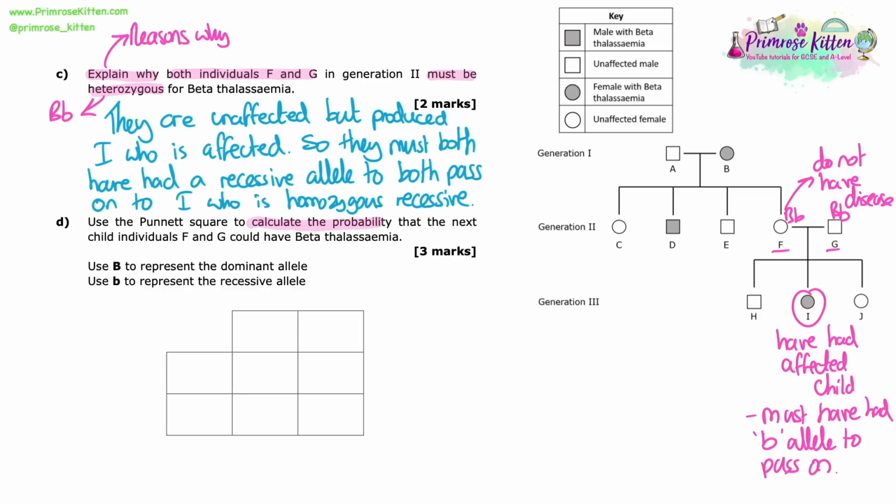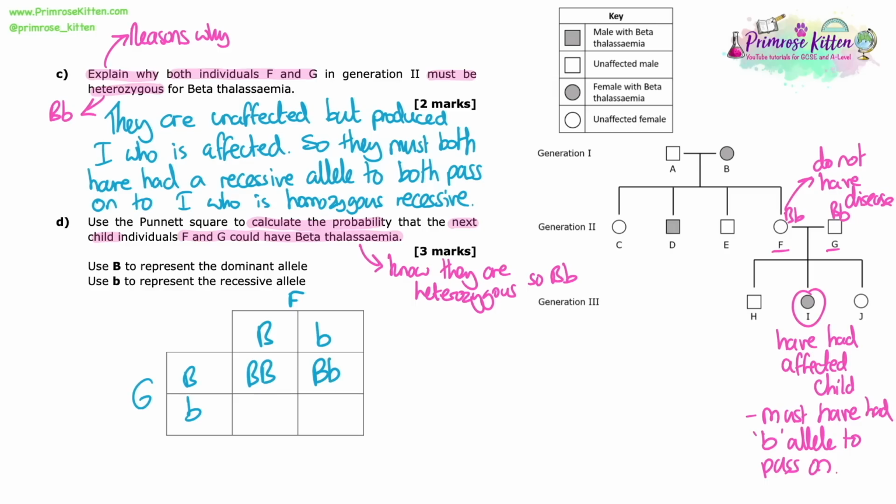Use the Punnett square to calculate the probability that the next child of individuals F and G could have beta thalassemia. So we know from the earlier part of the question that both parents are heterozygous, so we can really easily put their gamete alleles into the Punnett square. I've put F and G on there just so that we know, although it's the same, so it doesn't really matter. And then we fill it in as normal, so 2 squares that have capital B and lowercase b, 1 square with 2 capital B's, and then 1 square with 2 lowercase b's.